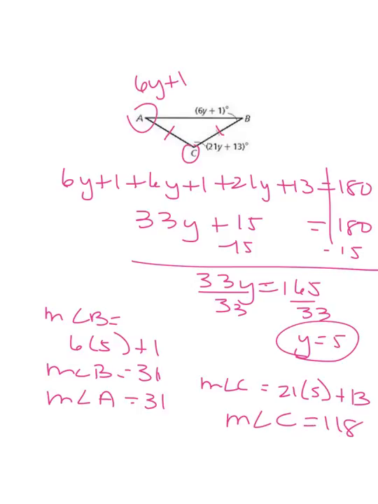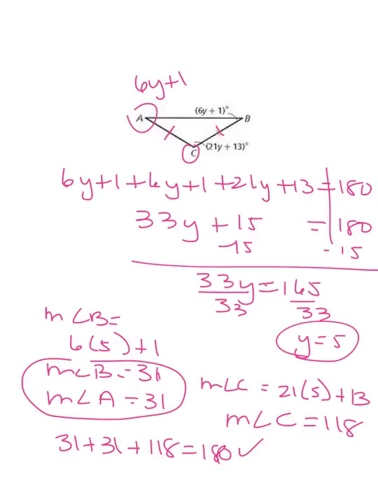Now again, we can double check this by making sure that 31 plus 118 is equal to 180, which it does. So we're all set. There's our measurements of our three angles.